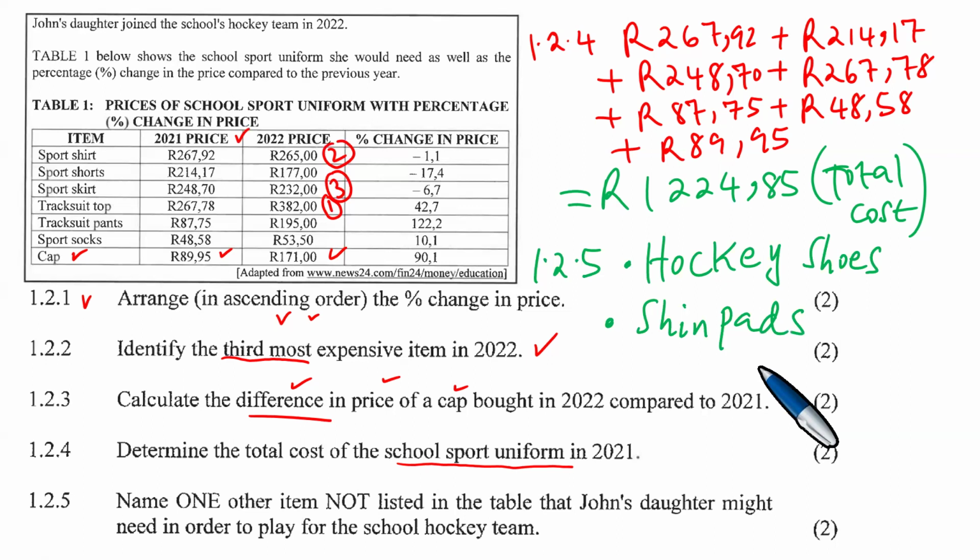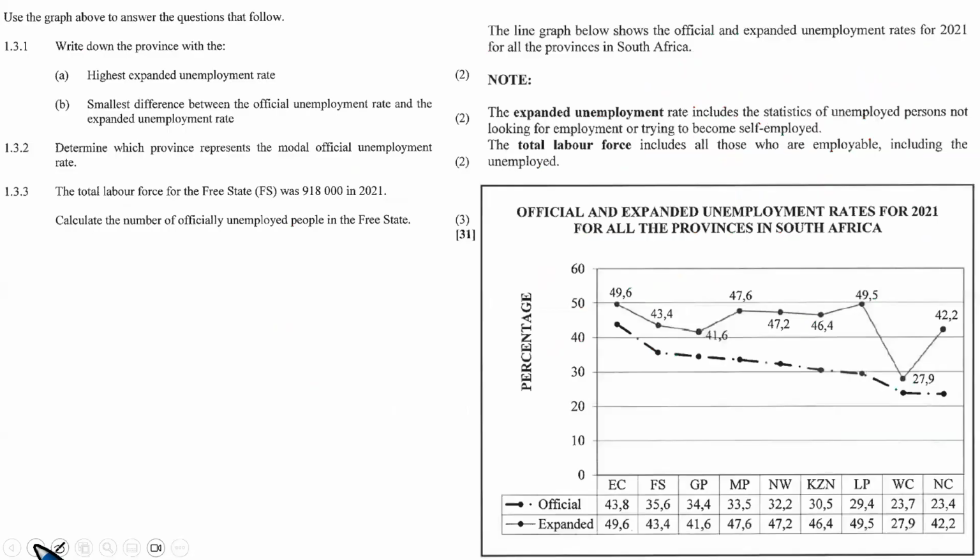Okay, so we continue right now to sort this out. Let us look at the next question. In the next question, we first need to read through this particular information: use the graph above to answer the questions that follow. So to use this graph, let us first read through the questions.